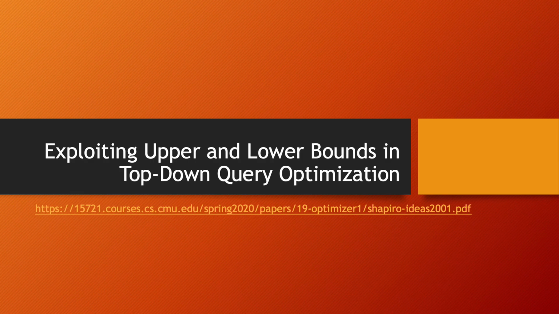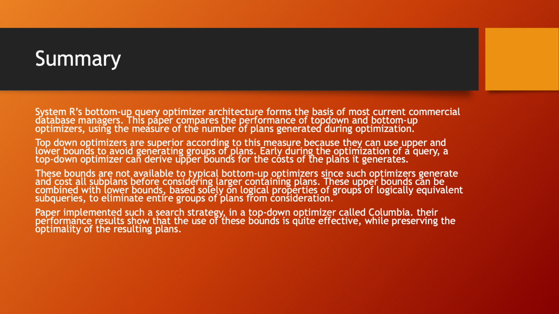The paper of the day is Exploiting Upper and Lower Bounds in Top-Down Query Optimization. System R's bottom-up query optimizer architecture forms the basis of most current commercial database managers. This paper compares the performance of top-down and bottom-up optimizers using the measure of the number of plans generated during optimization. Top-down optimizers are superior according to this measure because they can use upper and lower bounds to avoid generating groups of plans.